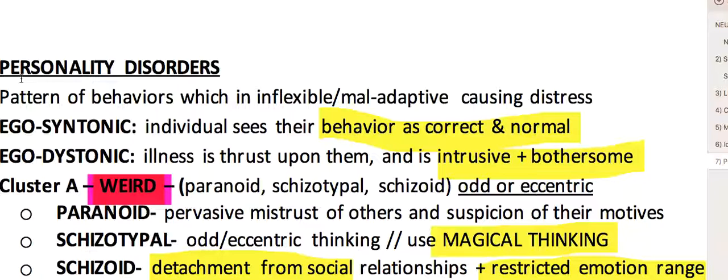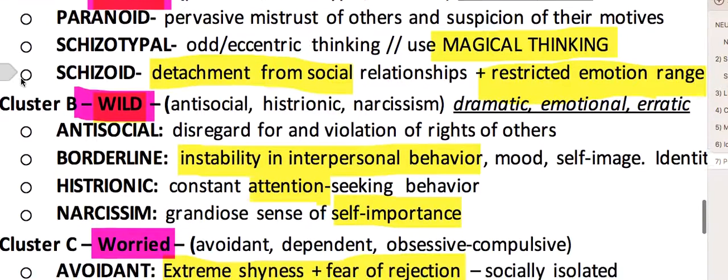This is usually what people say. Paranoid is pervasive mistrust of other people. Schizotypal is magical thinking, and schizoid is detachment from social relationships. So if you're a schizoid, you're like a droid. You're not a social person. You don't know what normal human behavior is like.